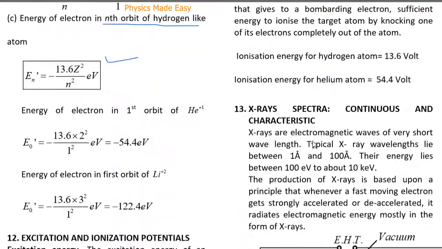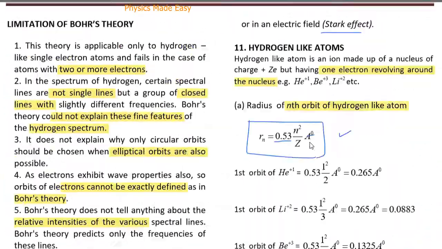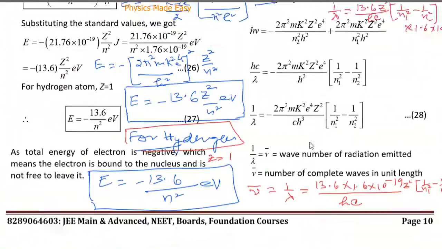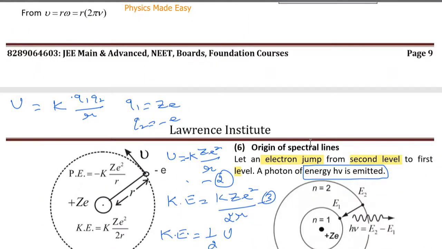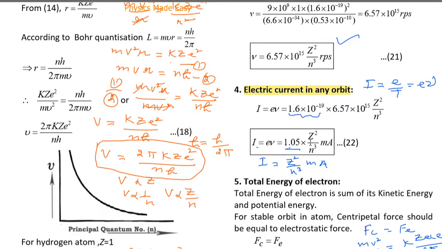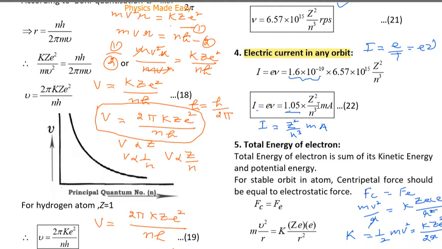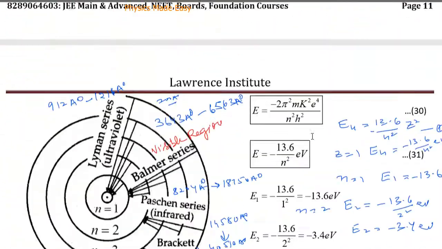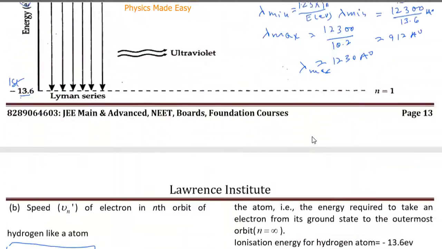We have got another formula for calculations of frequency and current. Frequency nu is equal to 6.57 × 10^15 Z square by N cube, and this is the formula for frequency. This is the Z square by N cube formula. You can simplify it and just assume it to be 1. The current I is equal to Z square by N cube milliamperes. We can write the formula for current here as well.